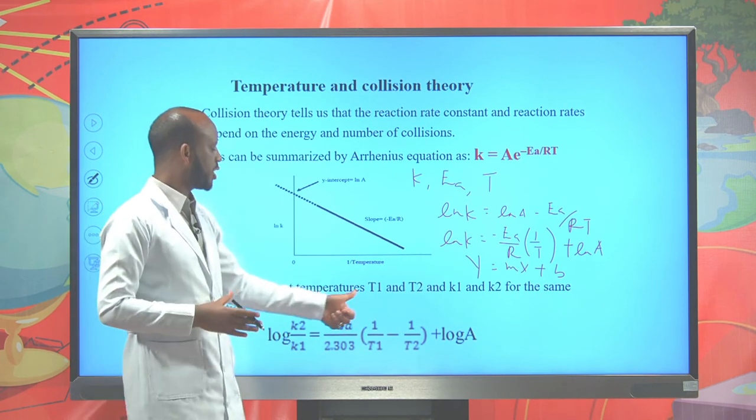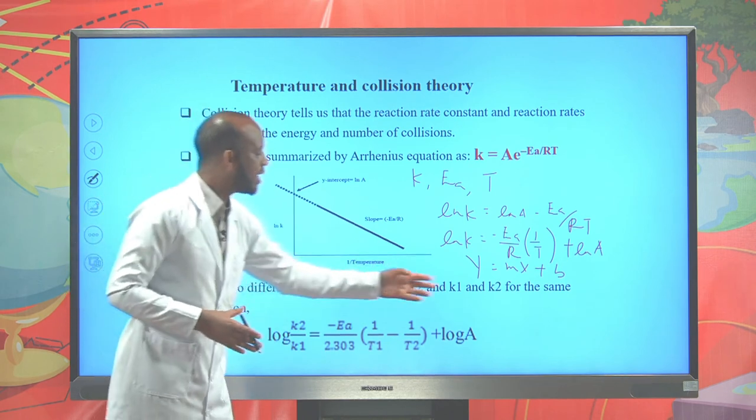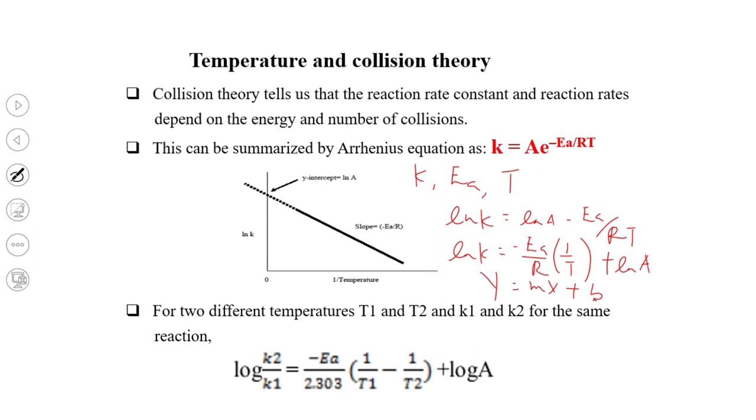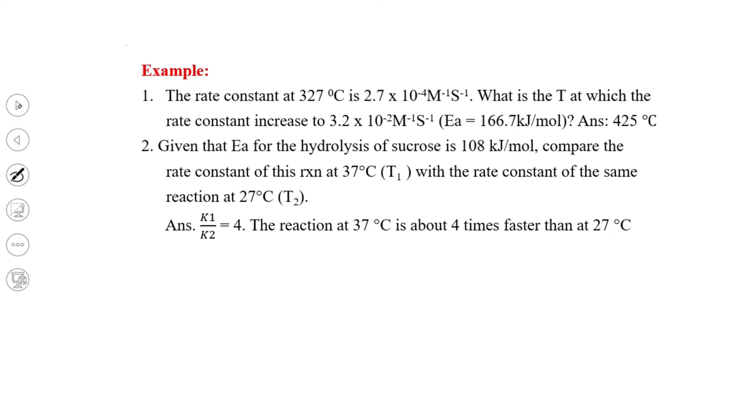For two different temperatures, T1 and T2, and k1 and k2 for the same reaction, log k2 divided by k1 equals minus Ea divided by 2.303 R times 1 over T1 minus 1 over T2, plus log A. Example: the rate constant at 327 degrees centigrade is 2.7 times 10 raised to minus 4 per molar per second. What is the temperature at which the rate constant increases to 3.2 times 10 to the power of minus 2 per molar per second? Activation energy of this reaction is 166.7 kilojoule per mole.